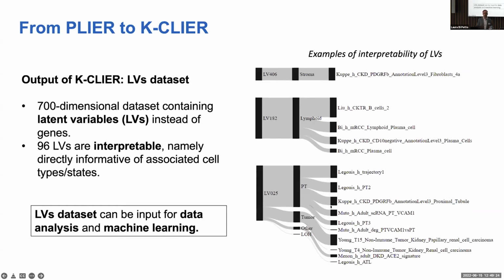Also, we can have a case like this one, like LV025, where we have a lot of signatures which belong to several different groups. And in this case, in particular, two groups, like proximal tubules and tumor. This coexistence between these cell types inside the same latent variable is not trivial, actually. It has a meaning. And we will see this LV025 again in the rest of the presentation, and especially in the second part.